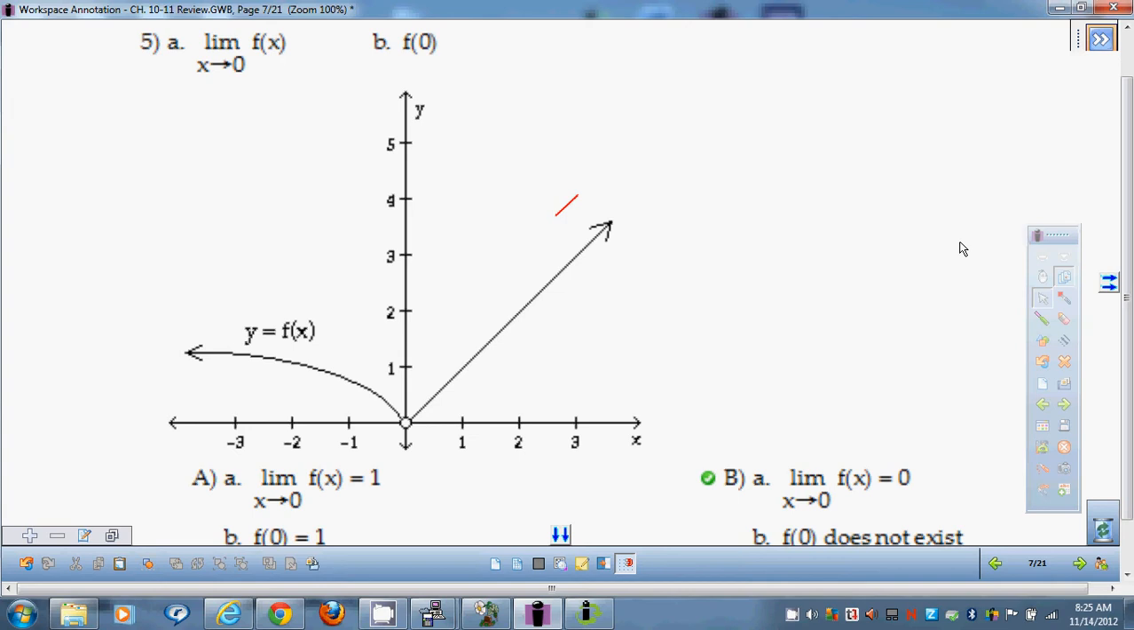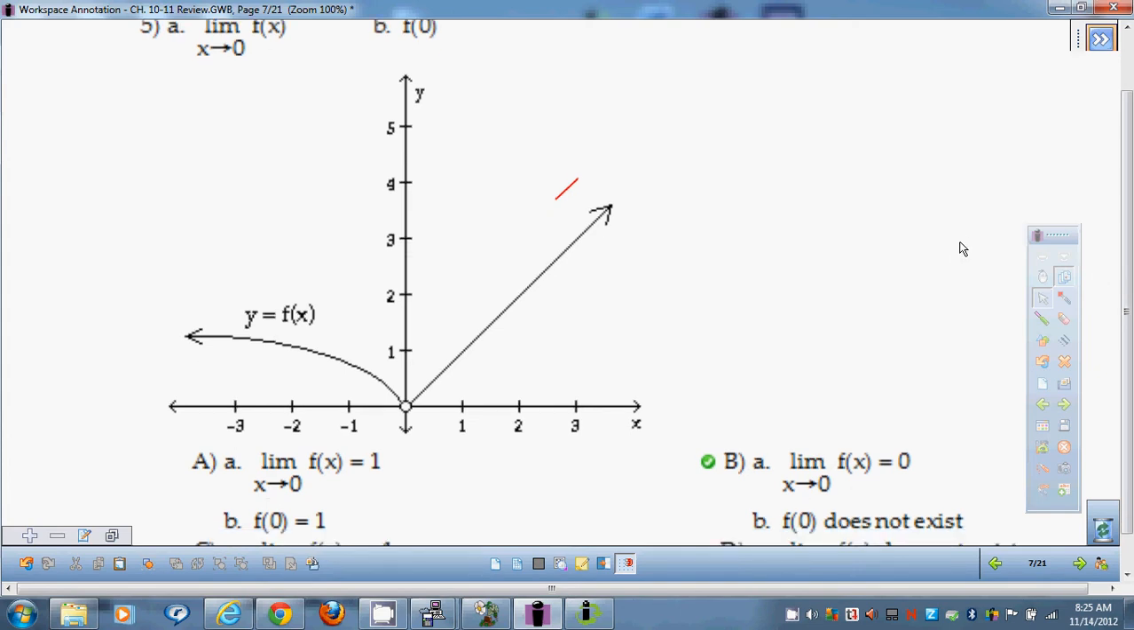What is the actual point at 0? Is there a filled-in dot anywhere along x equals 0? No, so it just doesn't exist. That's why the answer was B. So punch that in your clicker if you haven't already. The limit equals 0 and the function value does not exist.